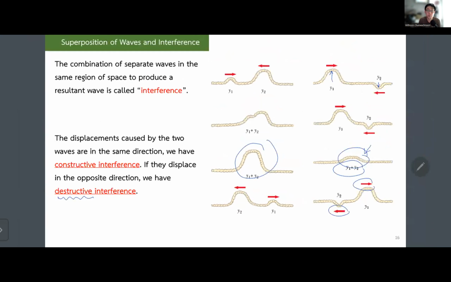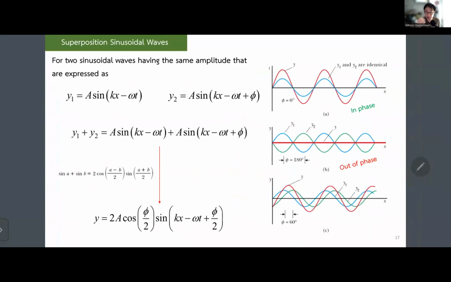Just a simple superposition principle: 1 plus 1 is equal to 2, 1 minus 1 equals 0. Simple as that. But the fun things start to happen when you combine this principle with our beloved sinusoidal wave. You love it, right?